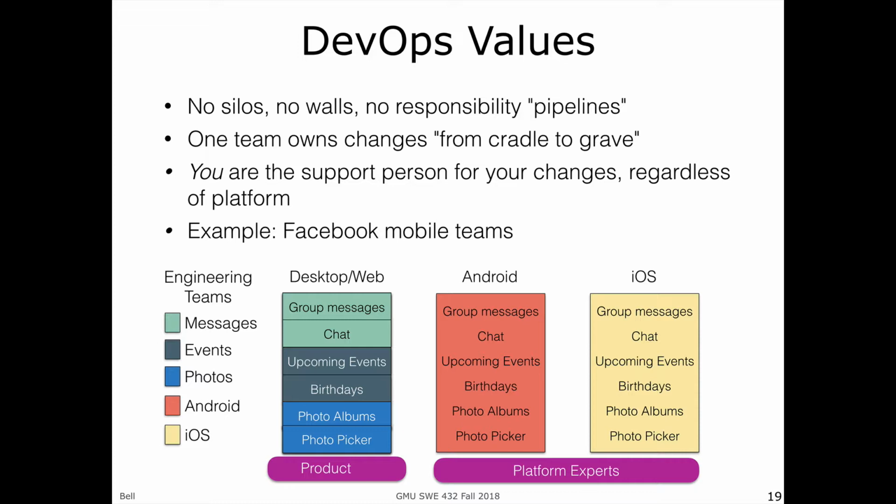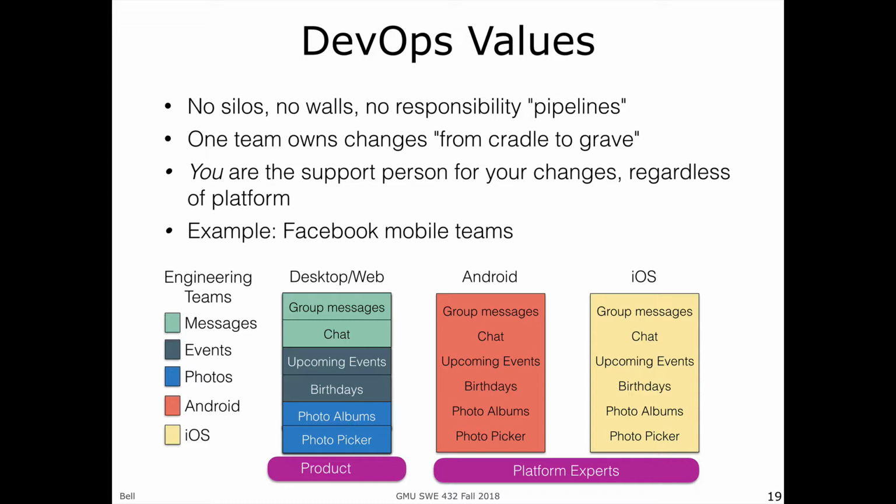So here's an example pulled from the Facebook post that I linked to at the start of this lecture. This is what Facebook's teams looked like when they first started building mobile products. Facebook had their traditional, what did they have first? Just desktop and web. So they had a desktop web product. And for that product, they had several different engineering teams. They had one team whose job was messages, one team whose job was events, and one team whose job was photos.